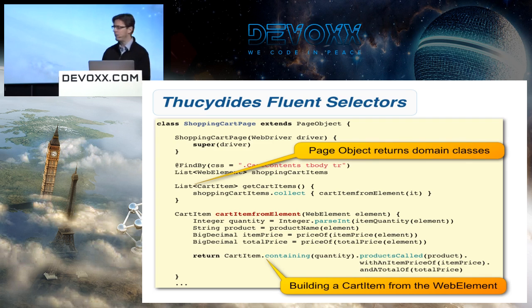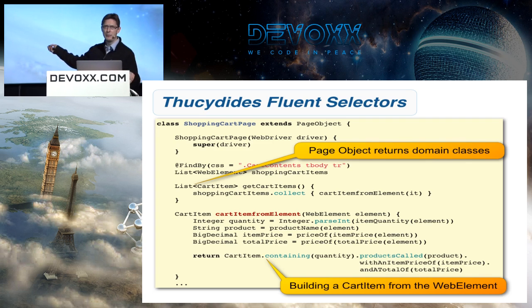So here, for example, we've got this POJO class called cart item, which has just got a few strings and doubles and stuff. And so when we call get cart items, it will go through, build up a set of cart items from the web elements. So what's it doing here? Cart item containing quantity, products called product. So the interesting bit here is this.